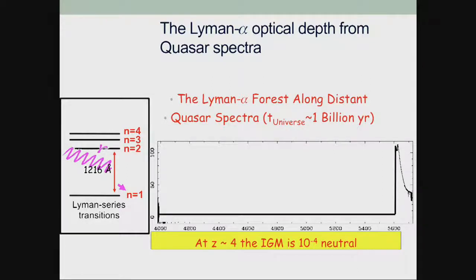But it's not. So this is our main evidence now, with hundreds of those systems, if not thousands, that the universe is ionized at low redshifts, right? So in the previous talk, I told you the CMB teaches us that the universe became neutral at some stage. This shows us that the universe became ionized at some stage. So there must have been an epoch of reionization, okay? So this is the evidence.